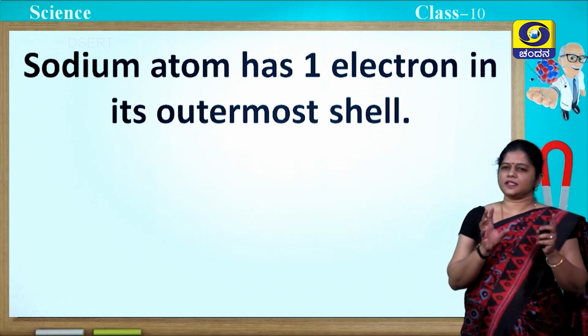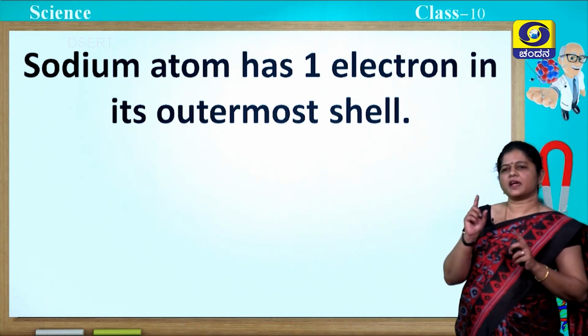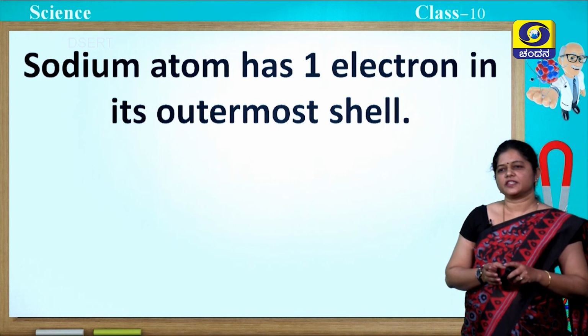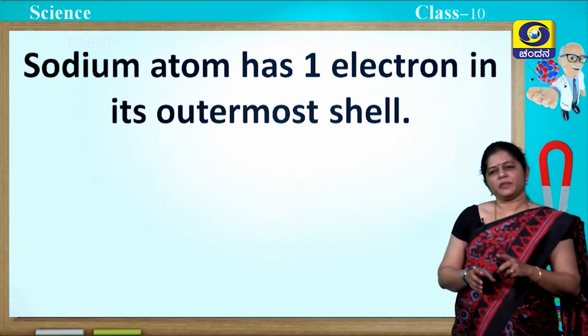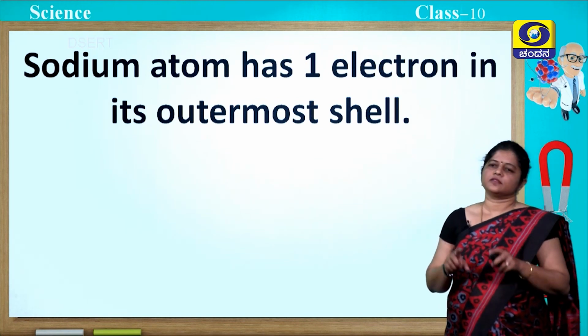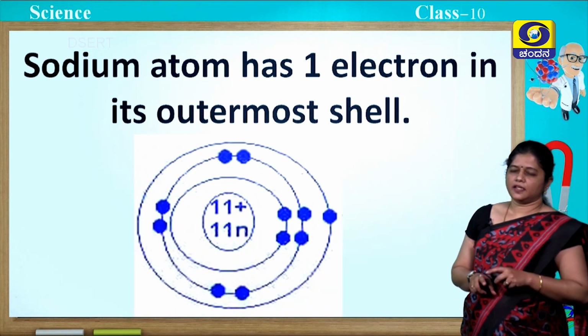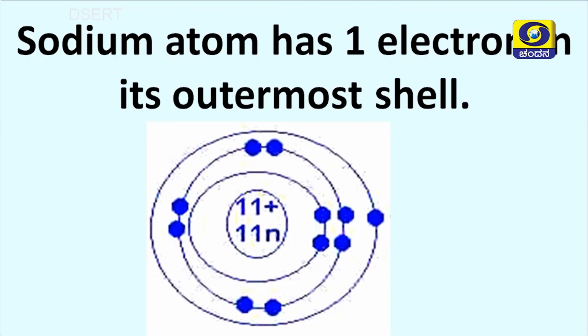Now, let us see sodium. Sodium atom has one electron in its outermost shell. The atomic number of sodium is 11. You can see here the outermost shell has got only one electron. The valence shell of the sodium atom has one electron in its outermost shell.